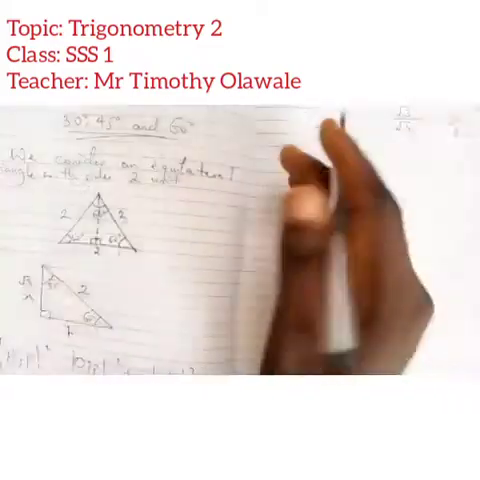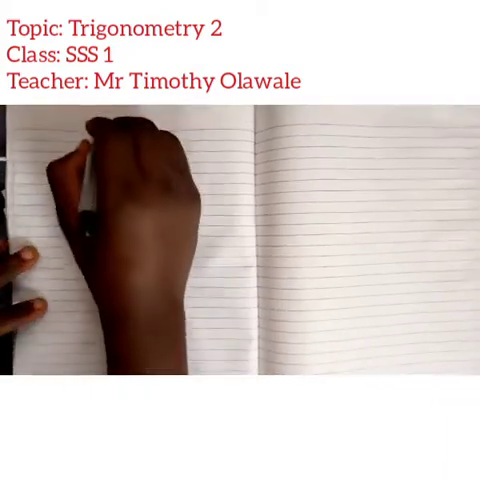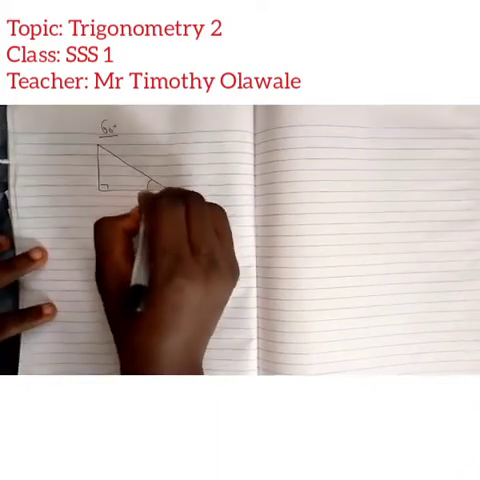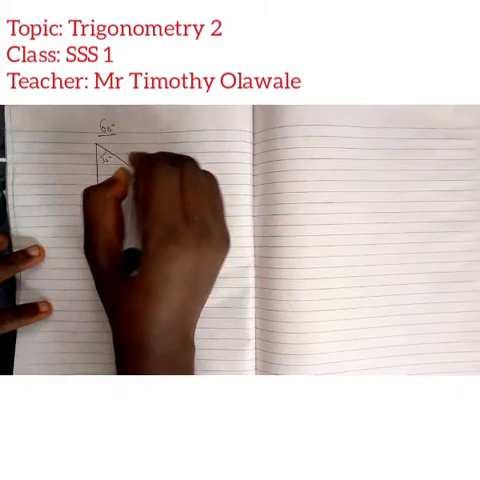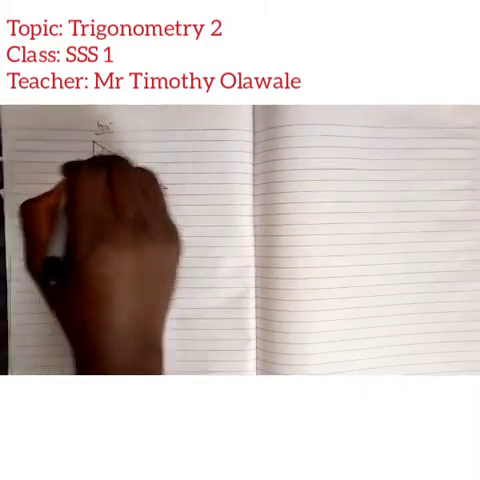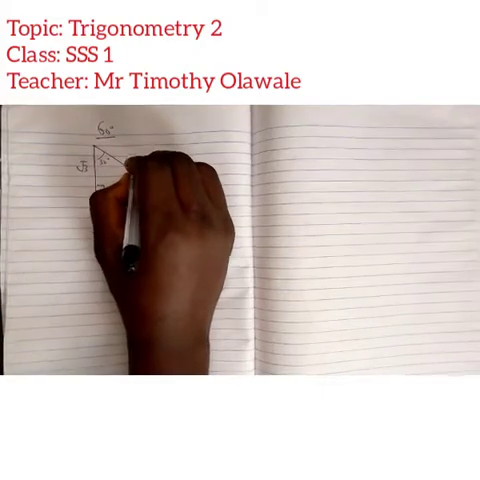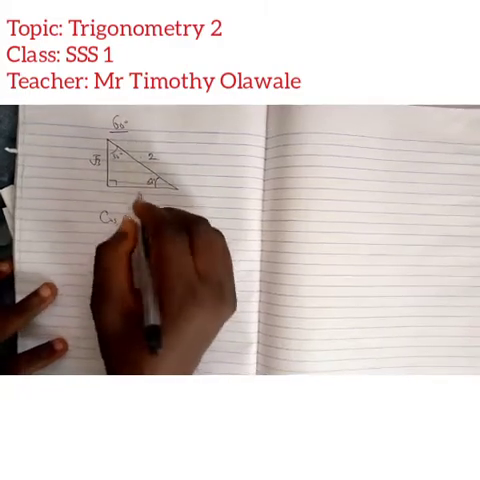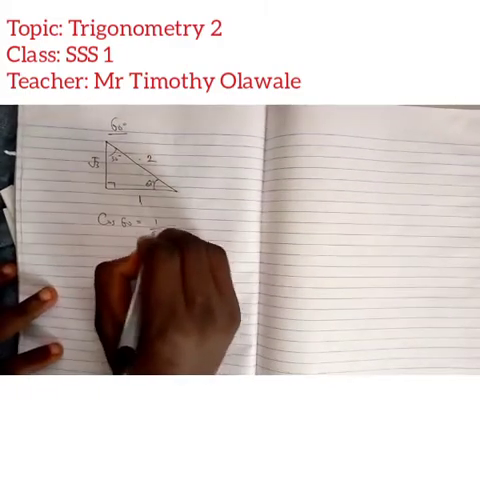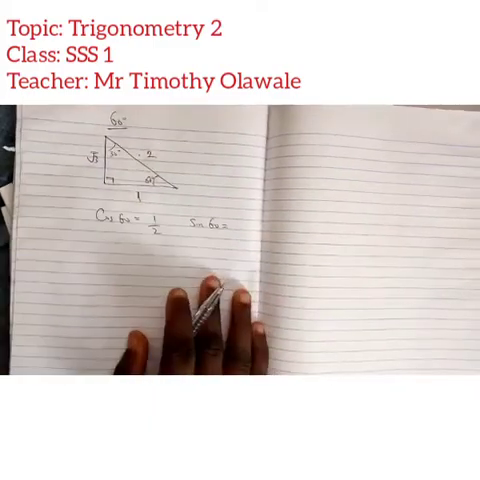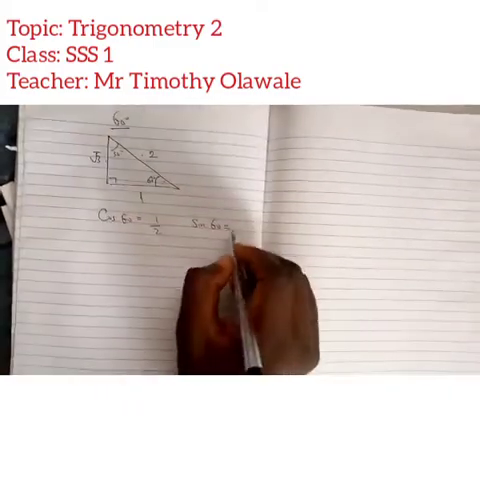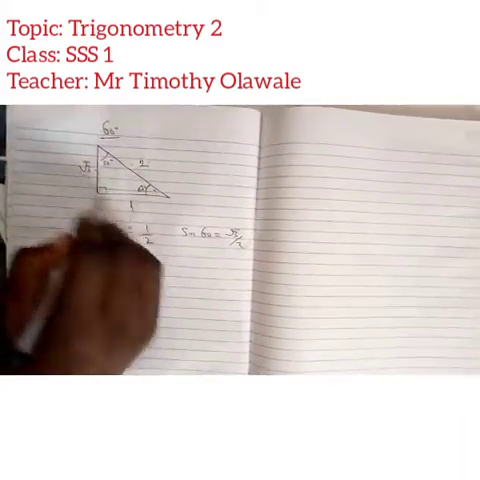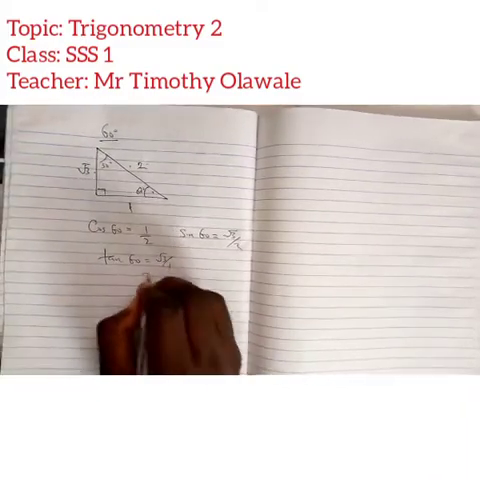All right. So let's do 60. Let's redraw the diagram. This 60 degrees, this is 30 degrees. This is root 3, this is 2 and this is 1, right? So cos 60 is adjacent over hypotenuse, 1 over 2. Sin 60 is opposite over hypotenuse, root 3 over 2. Tan 60 is opposite over adjacent, root 3 over 1. That will be root 3.